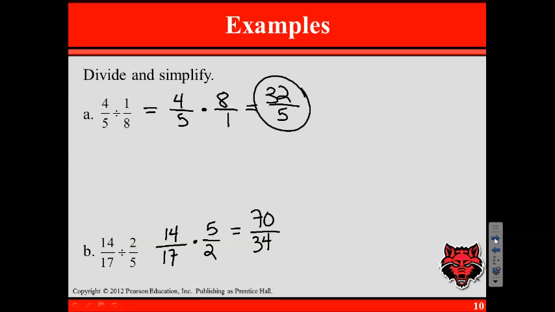17 times 2. That's 34. And let's go ahead and write out the prime factorizations of each of these to see if we have any common factors. The prime factorization of 70 is 2 times 7 times 5. The prime factorization of 34 is 2 times 17. And we see that we do have common factors in the numerator and denominator, the 2's. So we cross out the 2's. Multiply the remaining factors. 7 times 5 is 35 over 17.